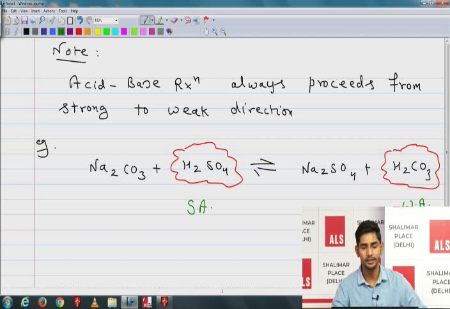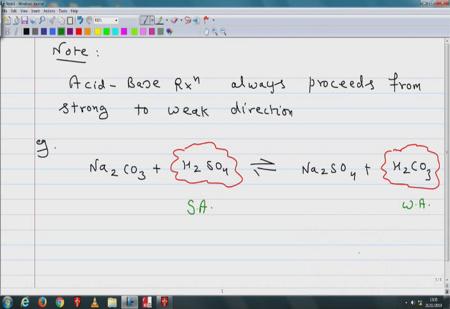Note says that it will always proceed from a strong part to the weak part. So you can check out here that the strong to weak means from left to right. From left to right. It means that direction will be what? Forward. Okay. Copy and confirm that.